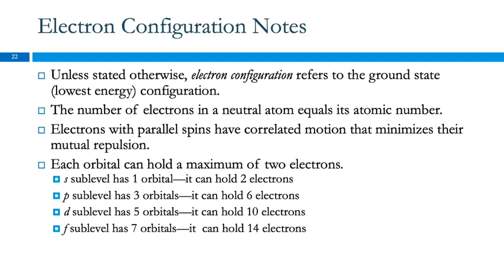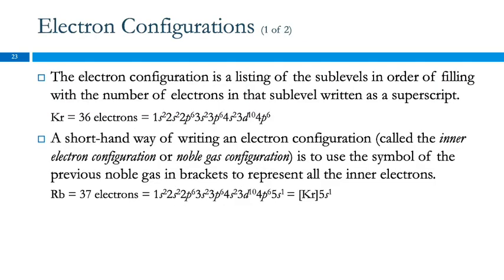Each orbital can hold a maximum of 2 electrons, and so we can see here that we've got a possibility in the s of 2, p can hold 6, d is 10, and f can hold 14. And we can get that from thinking about the hotel as well. So the electron configuration is just a listing of the sublevels in order of filling, in energy order, showing the number of electrons in there as a superscript. So this would be the electron configuration for krypton.